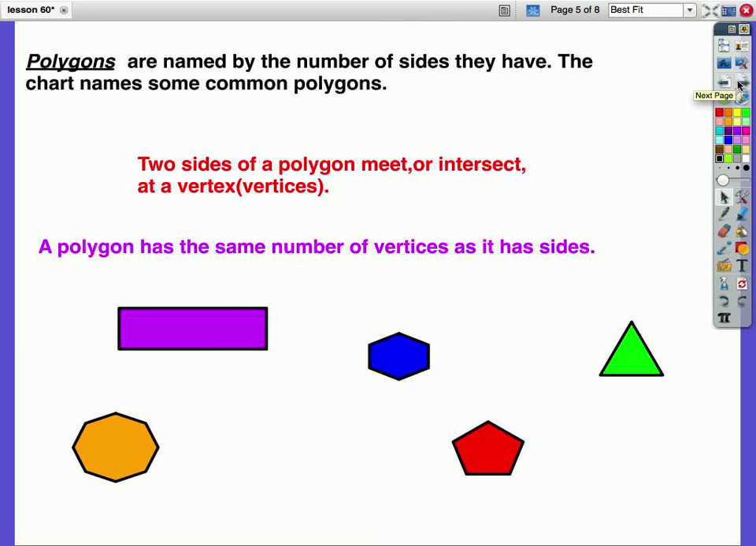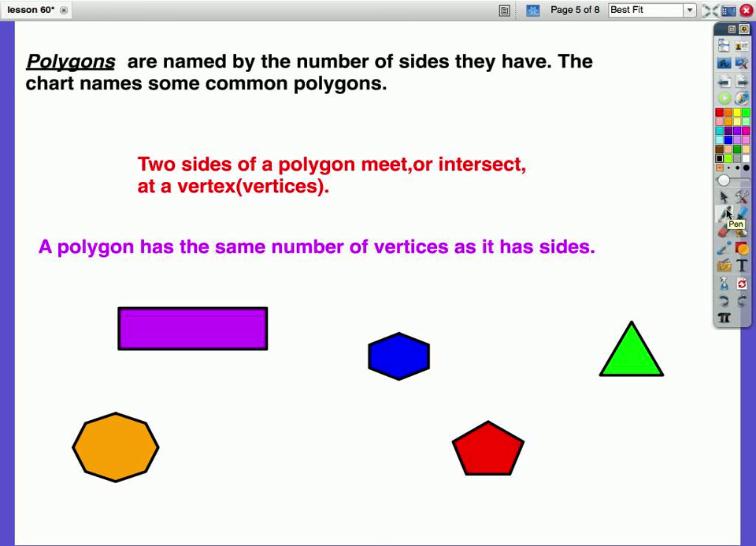So polygons are named by the number of sides they have. The chart that I showed you before has some of the more common polygons. Two sides of a polygon meet or intersect at a vertex, or at vertices. We're talking about plural. A polygon has the same number of vertices as it has sides.